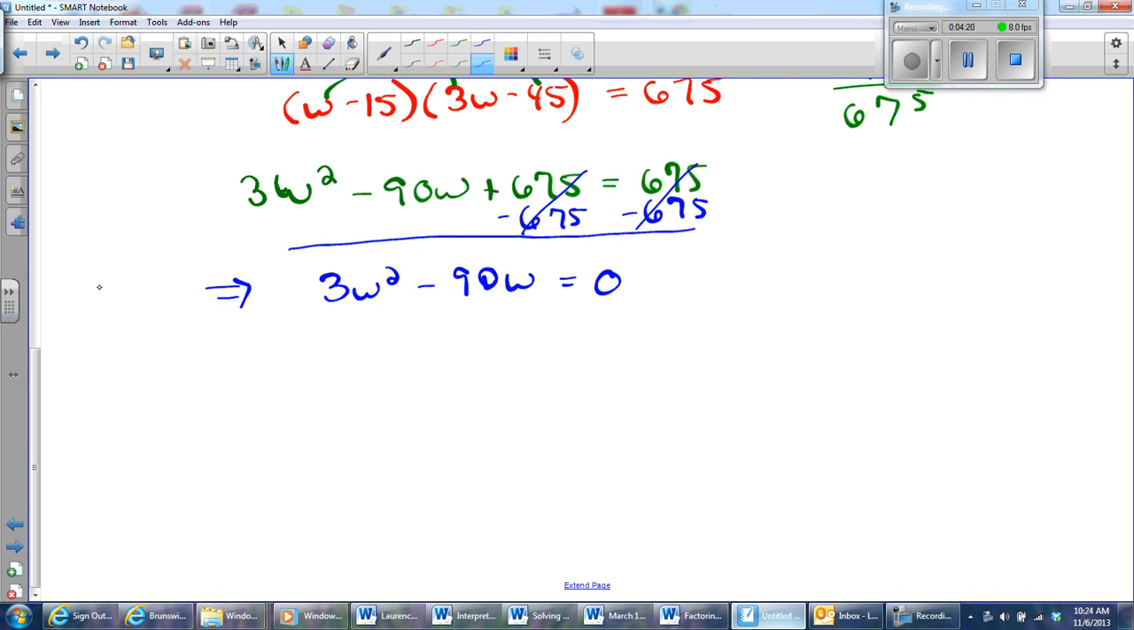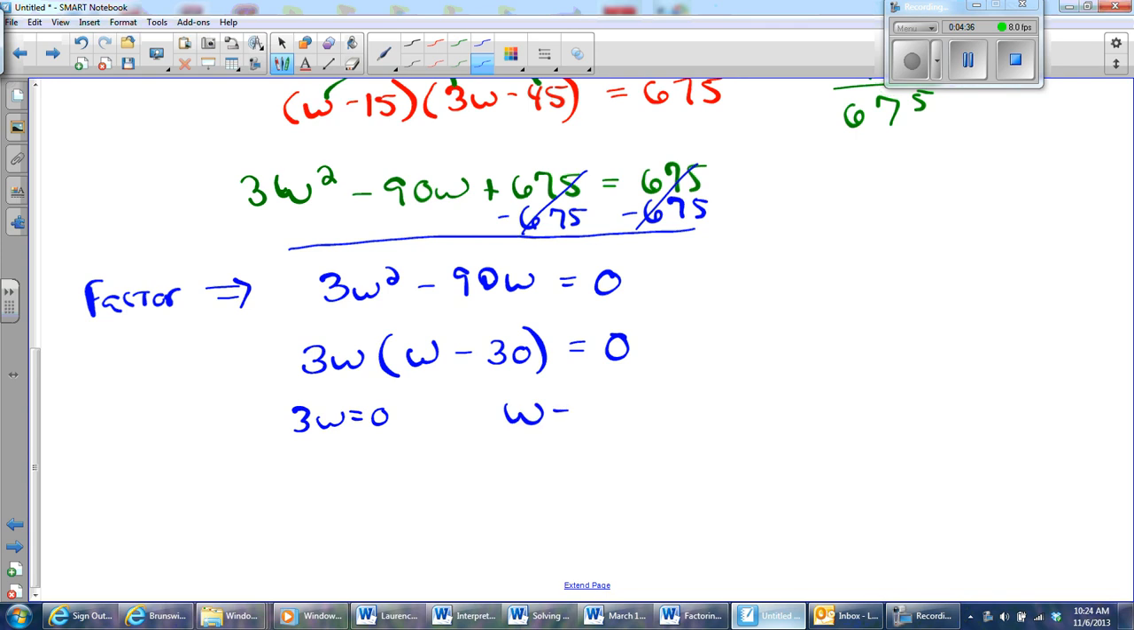Well, this is where I'm going to factor. I'm going to solve the quadratic by factoring. Looks like a GCF problem to me. I'm going to pull out a 3W and be left with W minus 30. Okay, let's do solutions. 3W equals 0 and W minus 30 equals 0. One will get me the answer of W equals 30 yards. The other one will get me the answer W equals 0 yards.